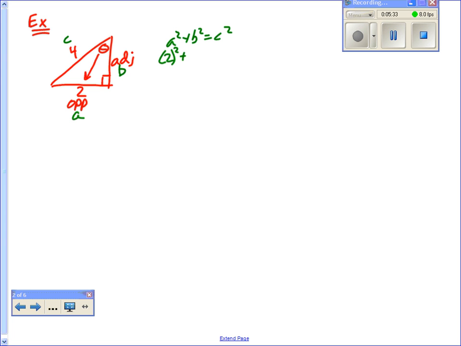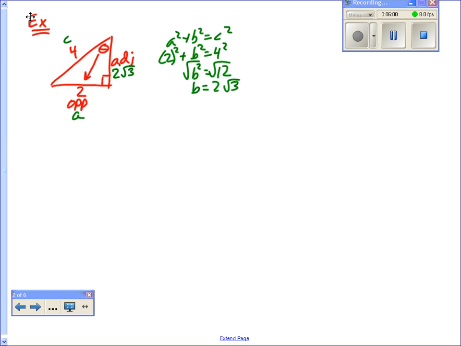2 squared plus b squared equals 4 squared. So b squared ends up being 12, and b equals 2 root 3. Well, plus or minus 2 root 3, but we know it has to be the positive 2 root 3 because it's a length. So we erase this, and we know that side is 2 root 3.